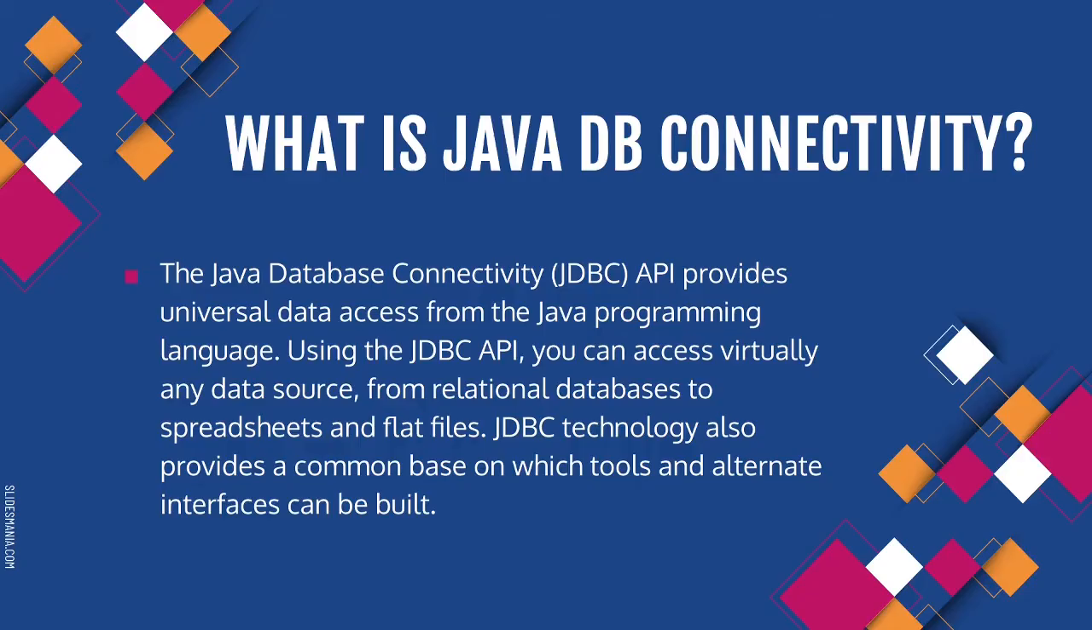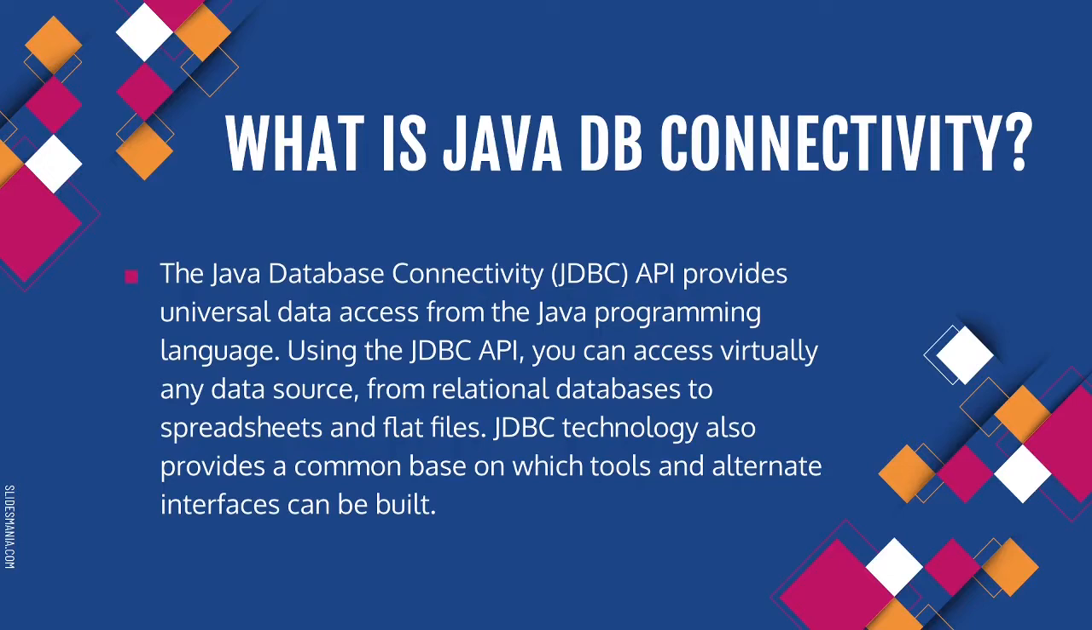So, what is Java database connectivity? It is simply an API. An API is an applications programming interface. This JDBC API provides a universal data access for the Java programming language. It is used to connect to virtually any data source. It can be used to connect to MySQL database or MS SQL Server database, PostgreSQL, even SQLite, MS Access, and many other database engines or database servers that are on the market today.